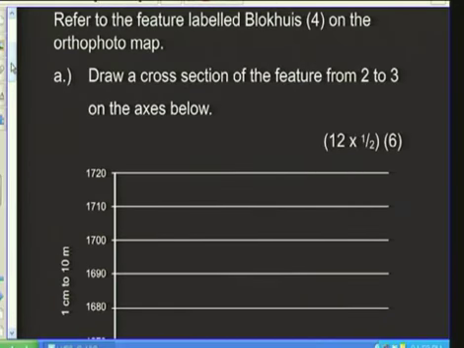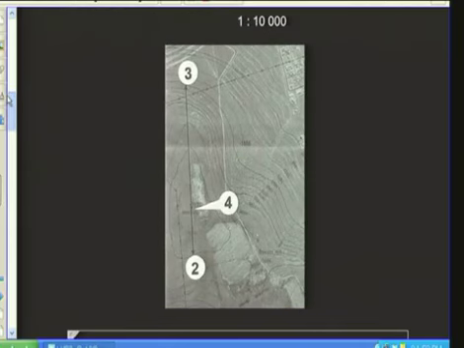So let's just remember that and then get into our questions. So the question asks you to draw a cross-section of the feature from 2 to 3 on the axes below. So let's go down to the map again and take a look at our feature. So they've marked off 2 and 3 for us. They've put in a line in between to indicate where they want the cross-section.